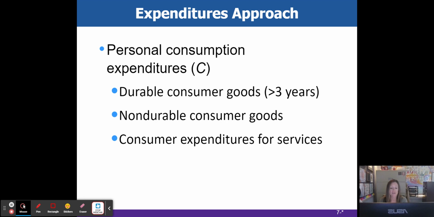Personal consumption expenditures include durable goods, things that can be expected to last for more than 3 years, like cars, big appliances, etc. Non-durable consumer goods are goods that are consumed in 3 years or less. That would be things like food, maybe some clothing, cosmetics, vitamins, things that we're using all the time. And then consumer expenditures for services are also included.